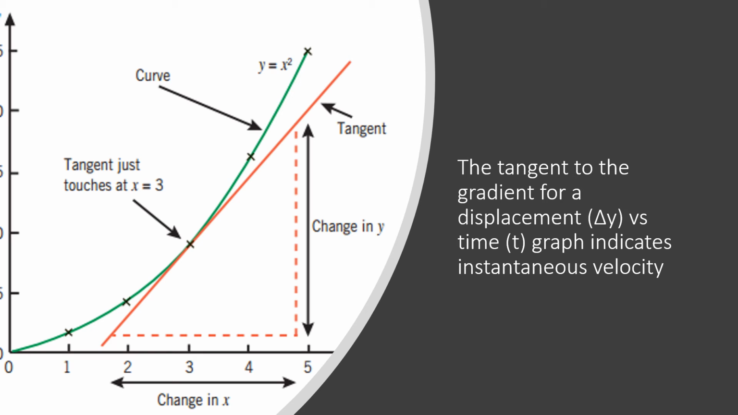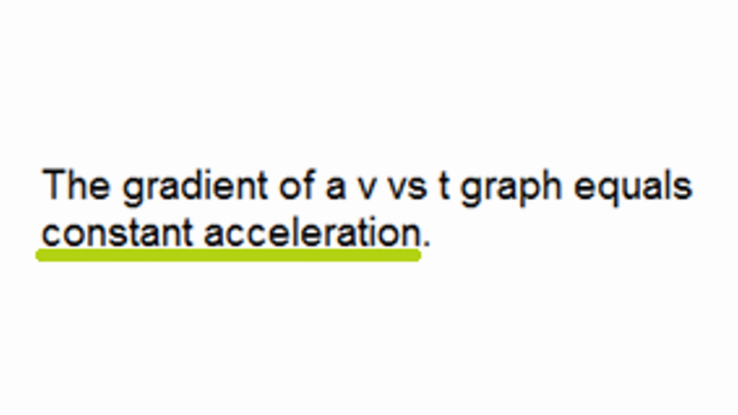Also know that the tangent to the gradient for a displacement versus time graph indicates instantaneous velocity. So the velocity at that point over there will be called the instantaneous velocity at that point. Please know that the gradient of a velocity versus time graph equals constant acceleration.